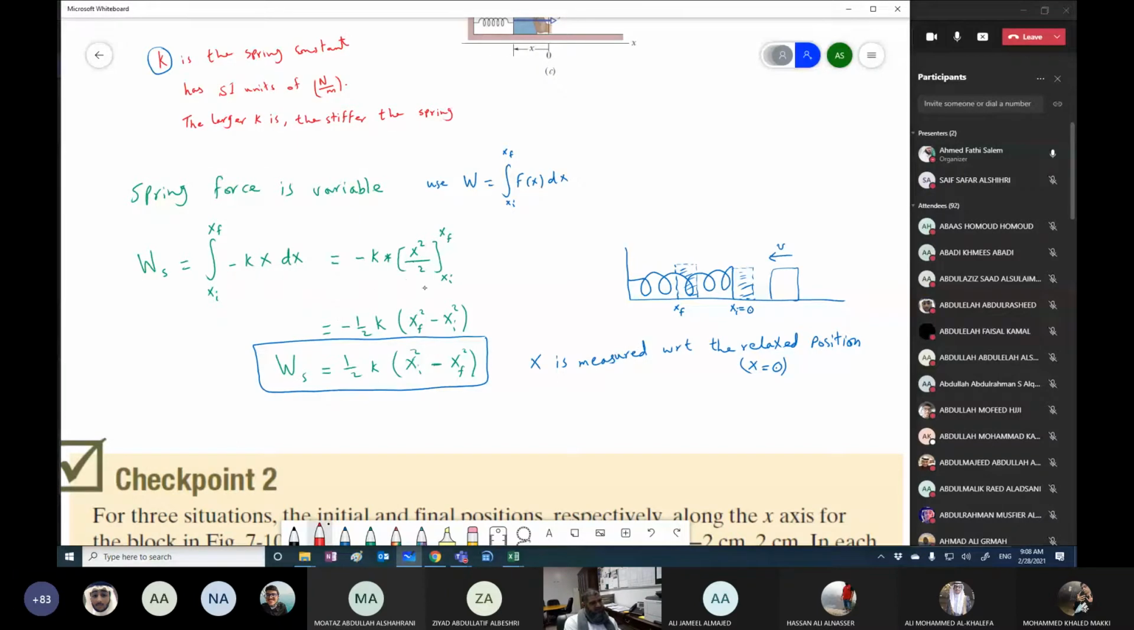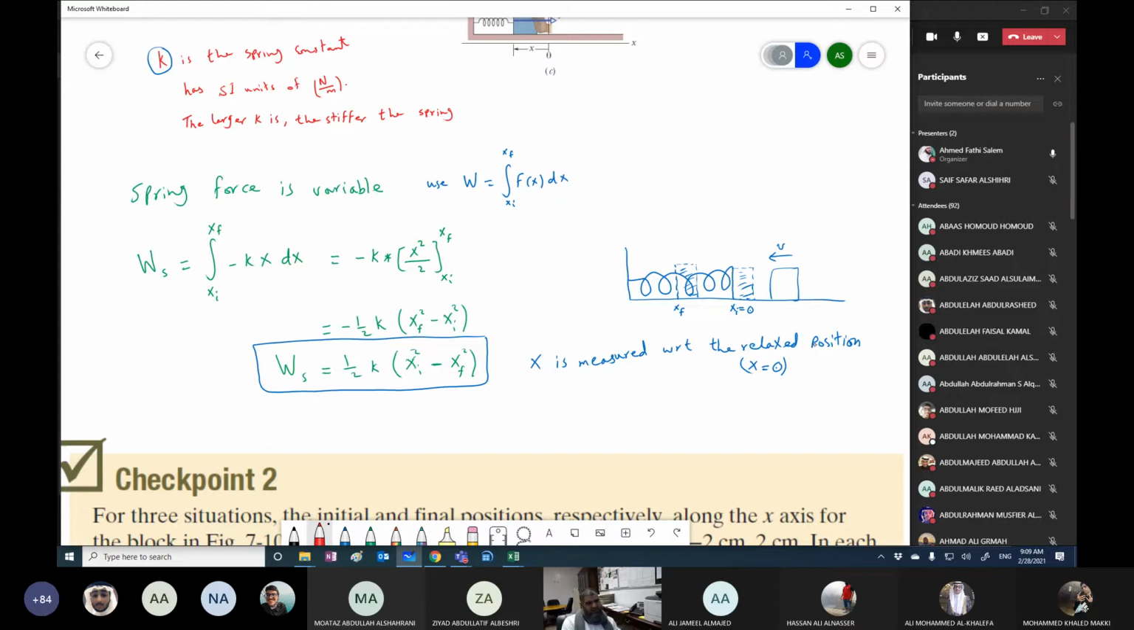Okay, so this will be 1/2, الهاف هذا نطلعها برا, minus 1/2 k, and this is x final square minus x initial square. We'll take this minus sign and put it here inside the parentheses, and you will get work done by the spring equals 1/2 k (x initial square minus x final square). Clear? The derivation.